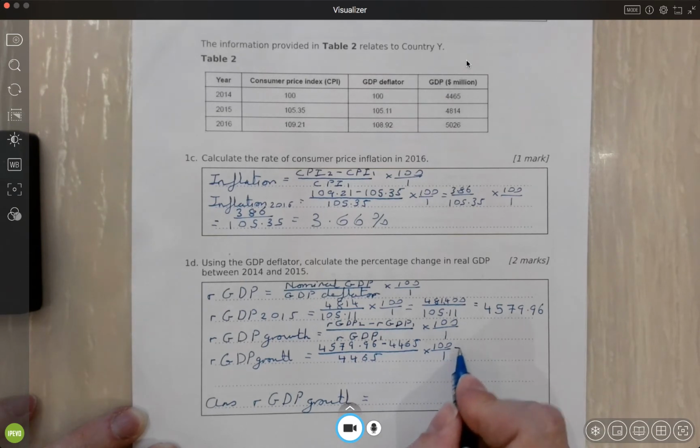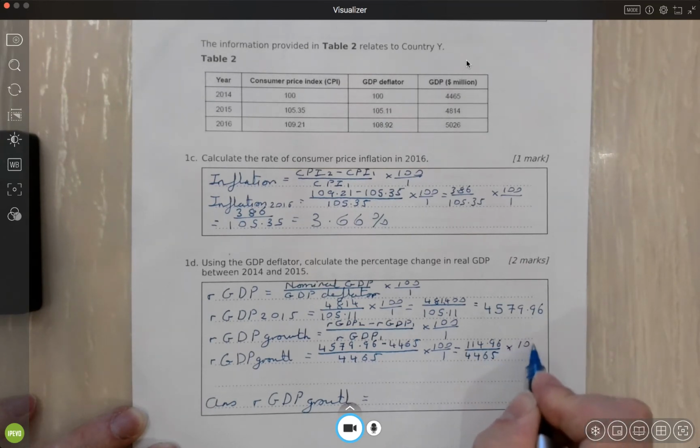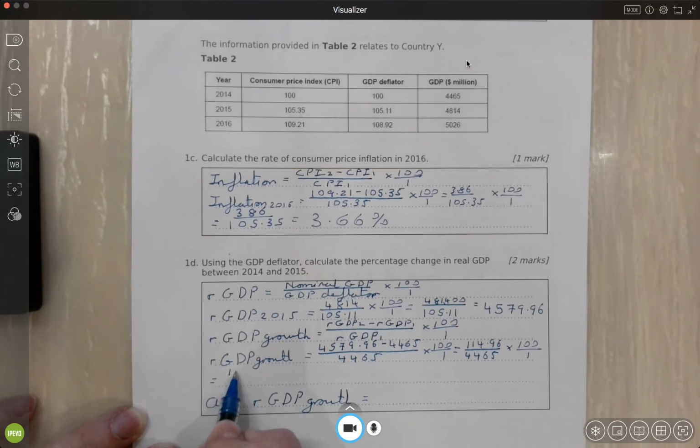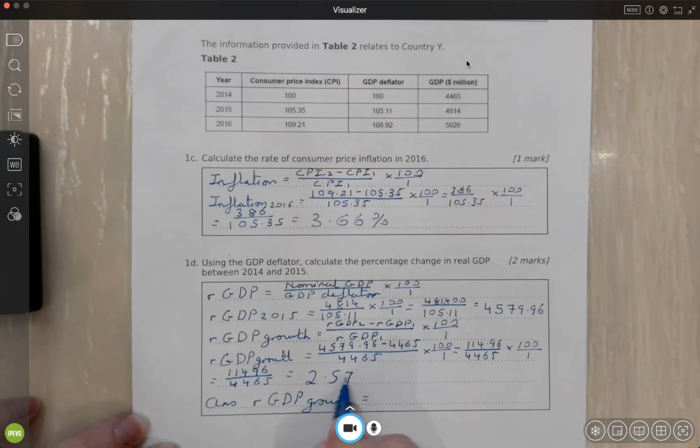Okay, well, what that actually equals then, if I take this from this, I get 114.96. Obviously, I've worked all this stuff out before, over 4465, still multiplied by 100 over 1. So top by top, bottom by bottom, I've got 11496, 2 decimal places to the right because I'm multiplying by 100, over 4465. And what I then get is 2.57, so 2.57% when I round it off.